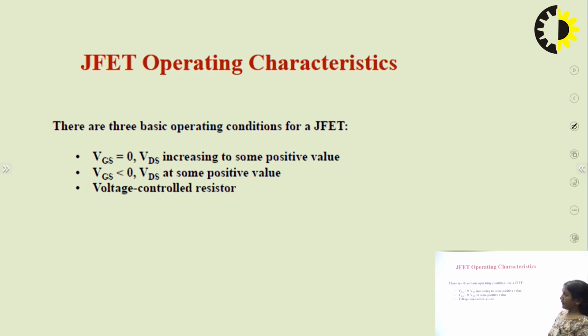There are three basic operating conditions of the junction field effect transistor. One is VGS equal to 0, when we are not applying any voltage between the gate and source terminals and increasing VDS to some value. The second is when VGS is less than 0 and VDS has some positive value. And third is how our junction field effect transistor works as a voltage controlled resistor, VVR, in the ohmic region. That we are going to discuss.